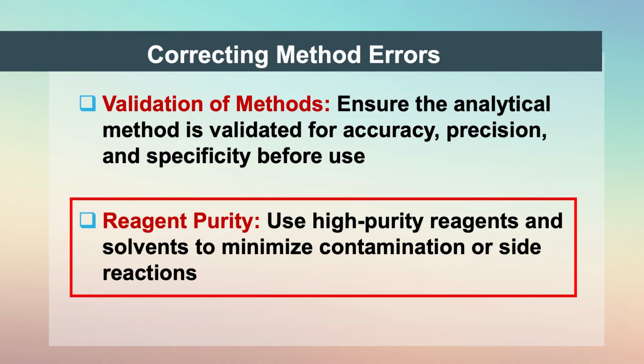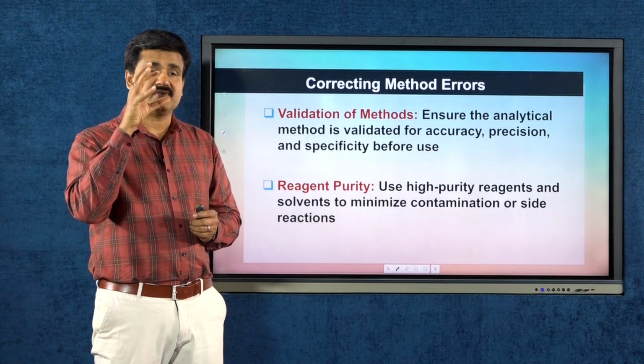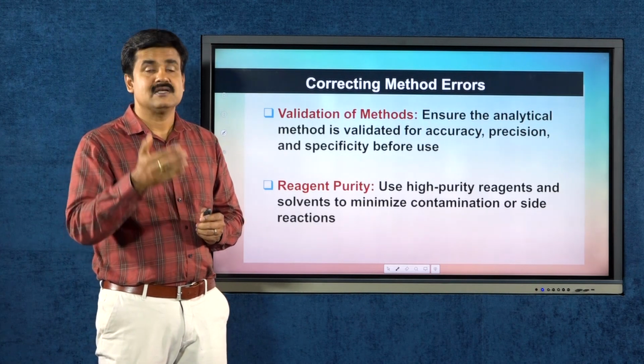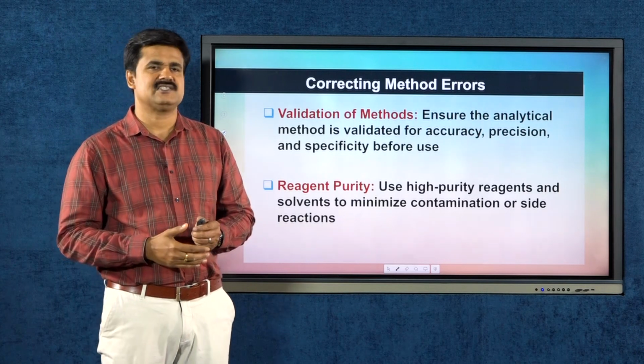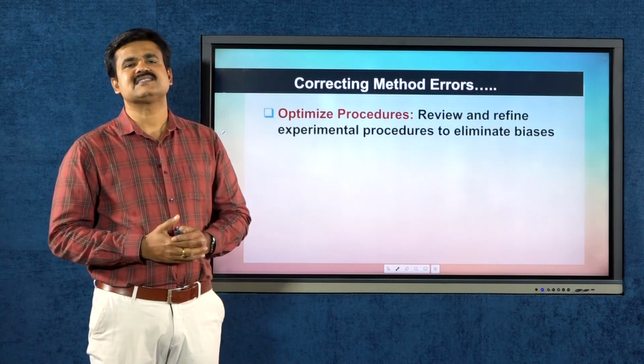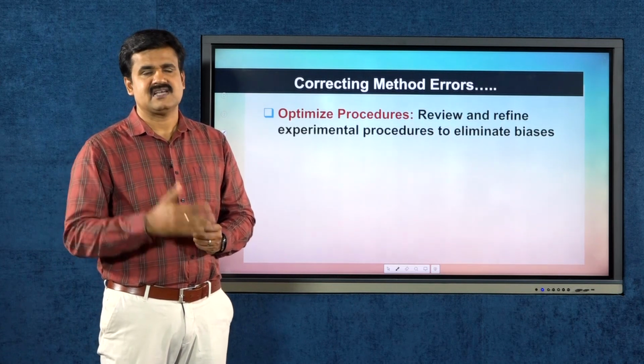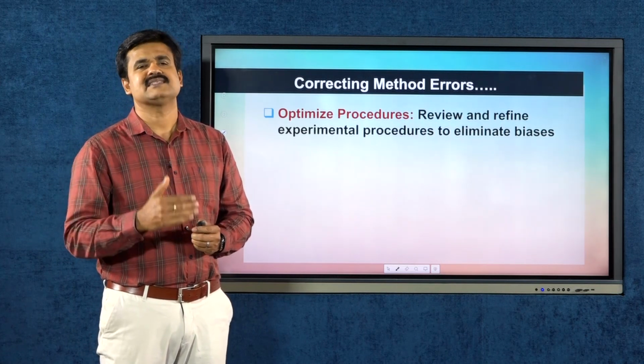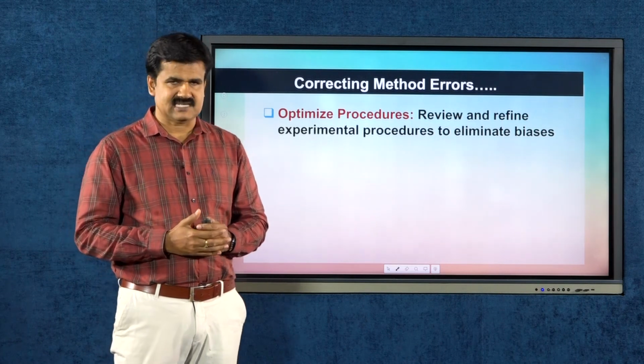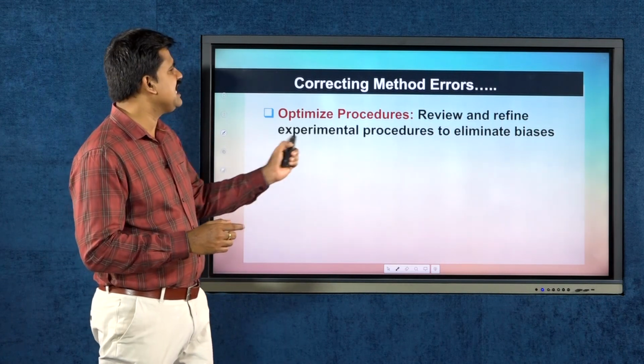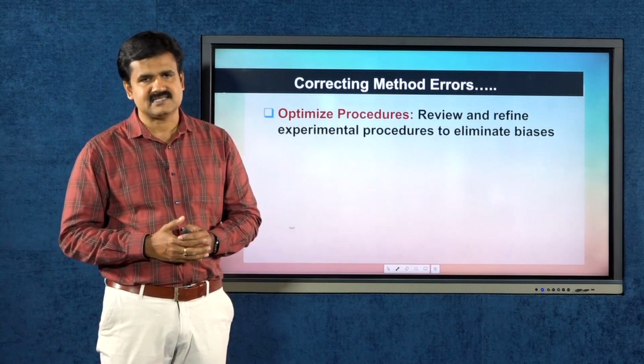Reagent purity. You can ensure the purity of the reagent before starting the analysis. That is, use high purity reagents and solvents to minimize contamination or probable side reactions. By using reagents of high purity, you can minimize method errors to a good extent. Optimize procedures is another way to reduce or correct the method errors. Review and refine experimental procedures to eliminate biases.